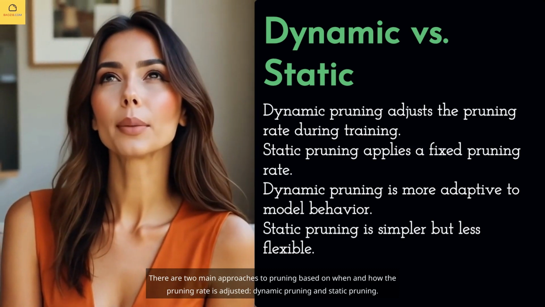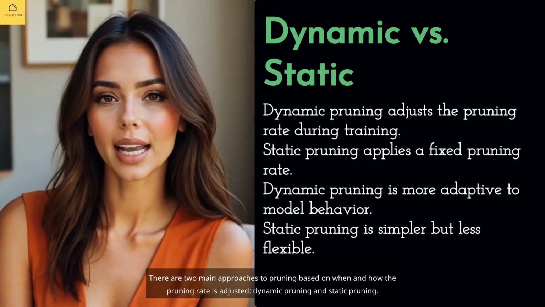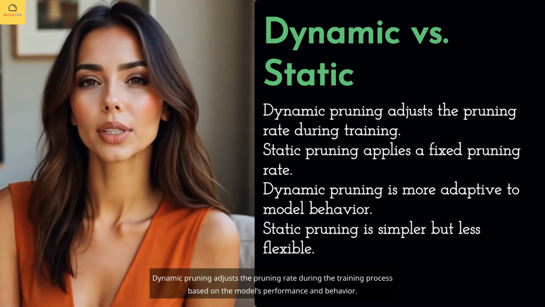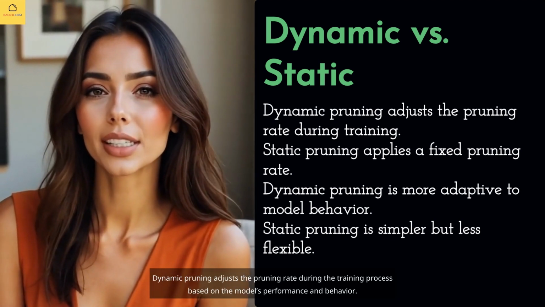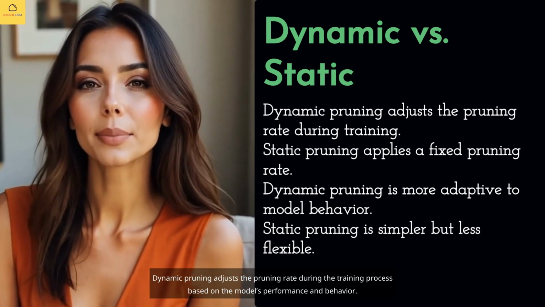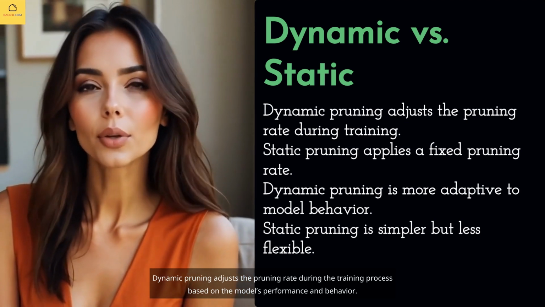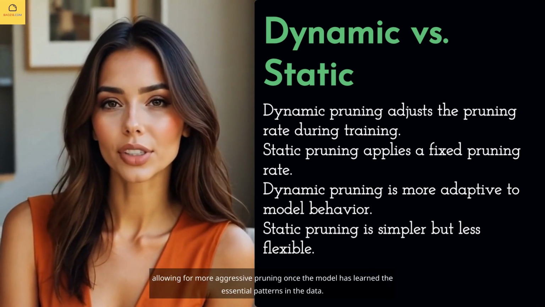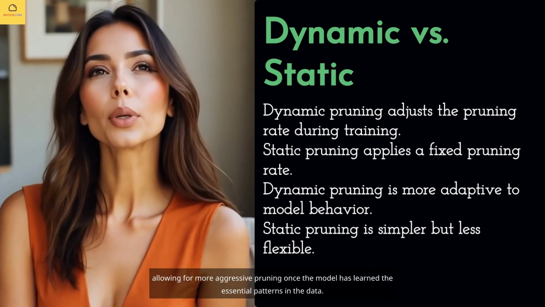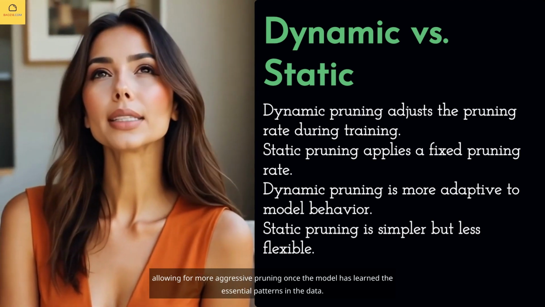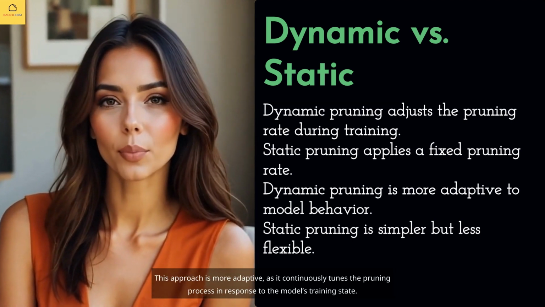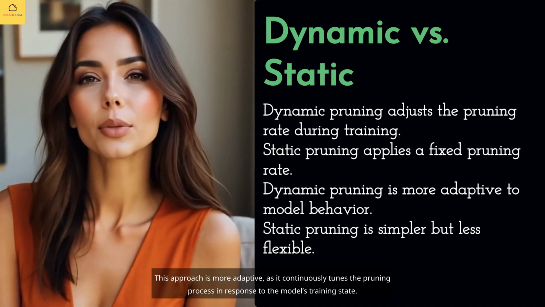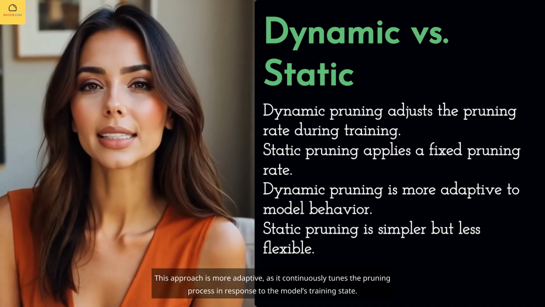There are two main approaches to pruning based on when and how the pruning rate is adjusted: dynamic pruning and static pruning. Dynamic pruning adjusts the pruning rate during the training process based on the model's performance and behavior. The pruning rate can increase over time as the model converges, allowing for more aggressive pruning once the model has learned the essential patterns in the data. This approach is more adaptive, as it continuously tunes the pruning process in response to the model's training state.